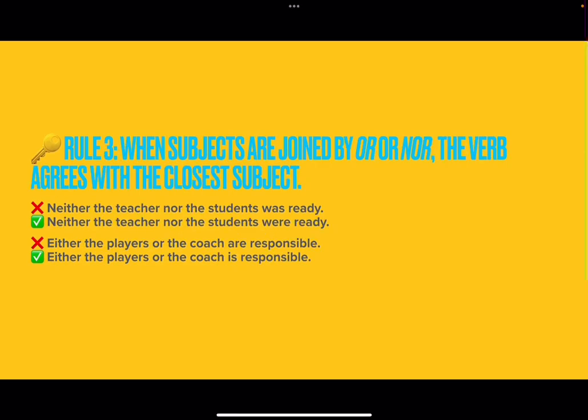When subjects are joined by or or nor instead of and, we're not adding them together. So then you choose the verb form that matches the subject closest to it. So we look at that word nor, what comes after it? Students, that's plural, so it gets were. We look in the second example at the or, the coach follows after it, it's closest to the verb, so the verb is in singular form.